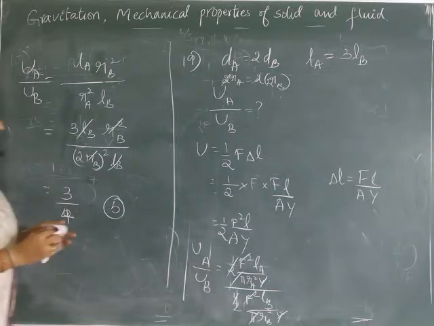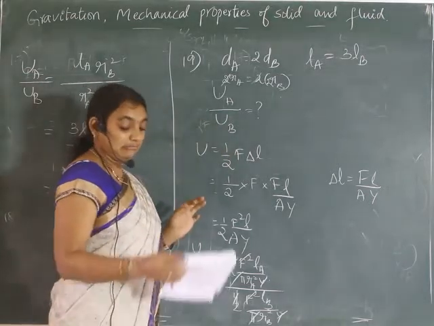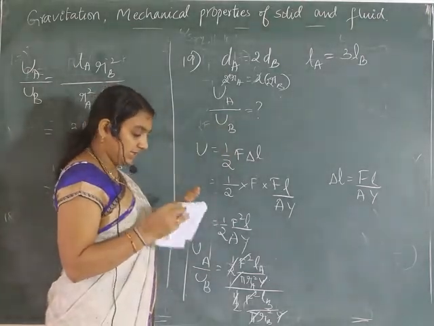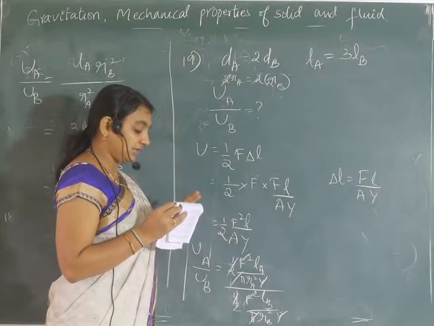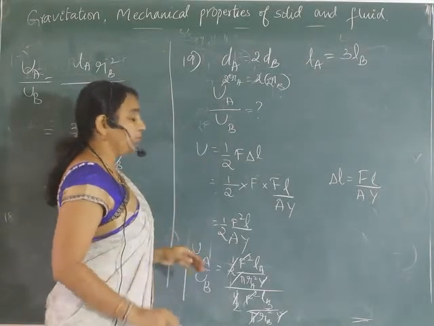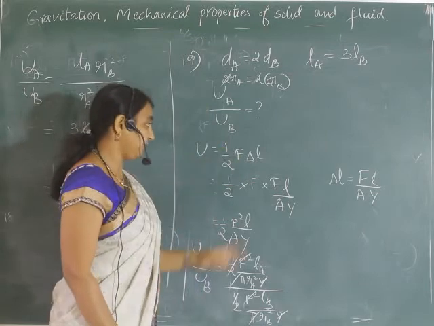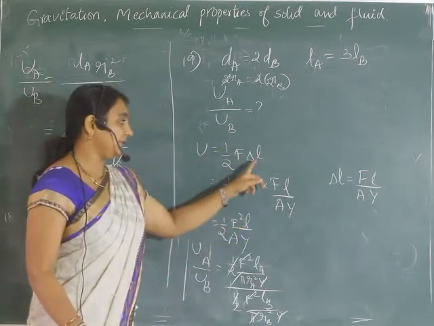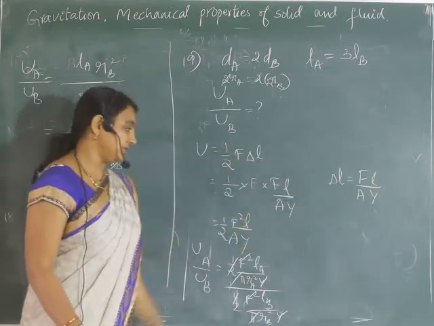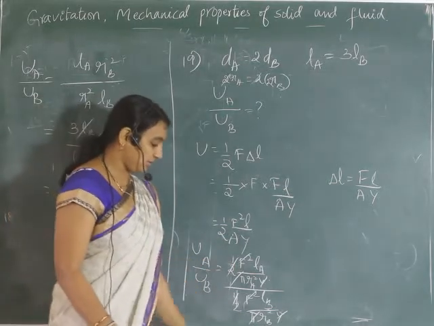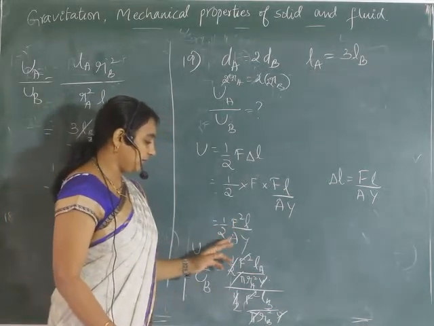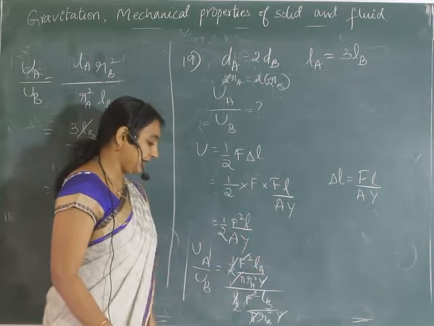What we have done? UA by UB we have to calculate. Correct? What they have asked you to calculate? Ratio of the energy stored. So UA by UB you have to calculate. That is half U delta L, we know it. In the place of delta L we can substitute this value. Y is same for all. F is same. Only the change is length and radius.